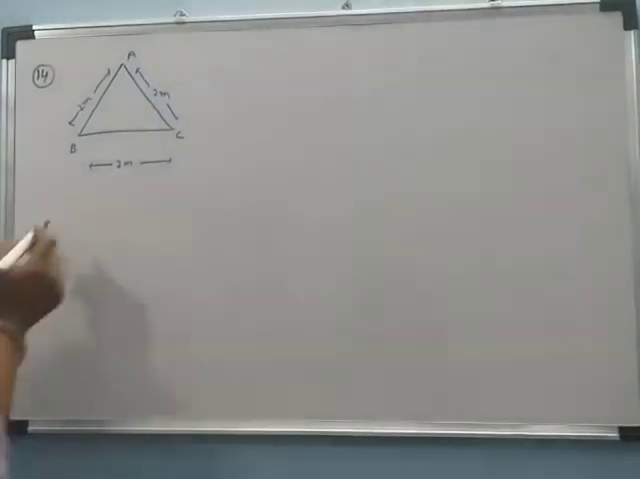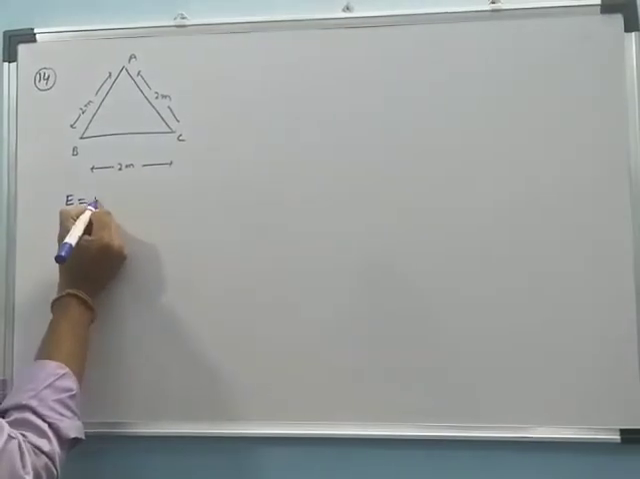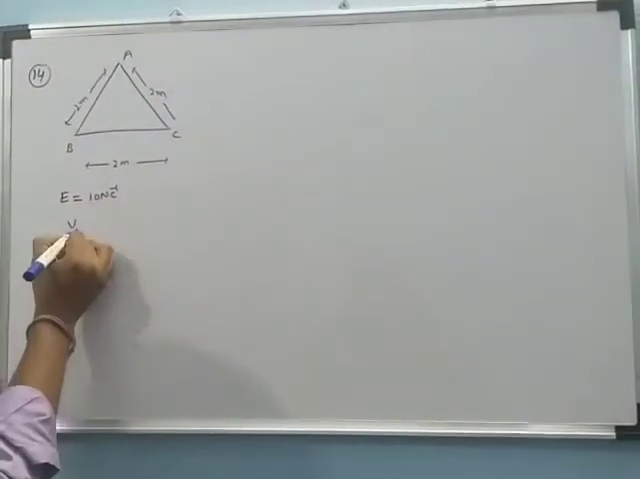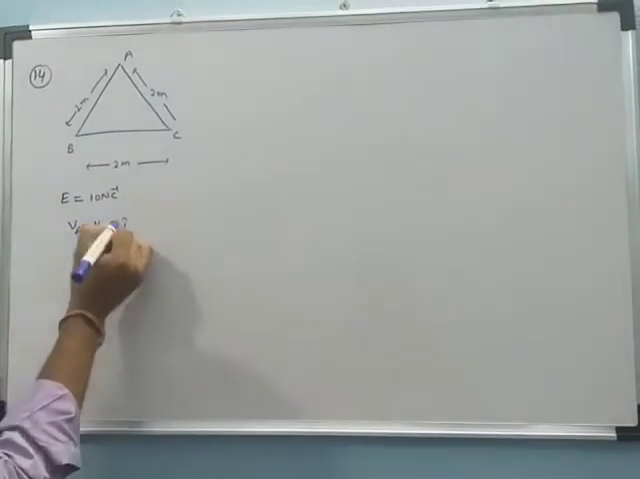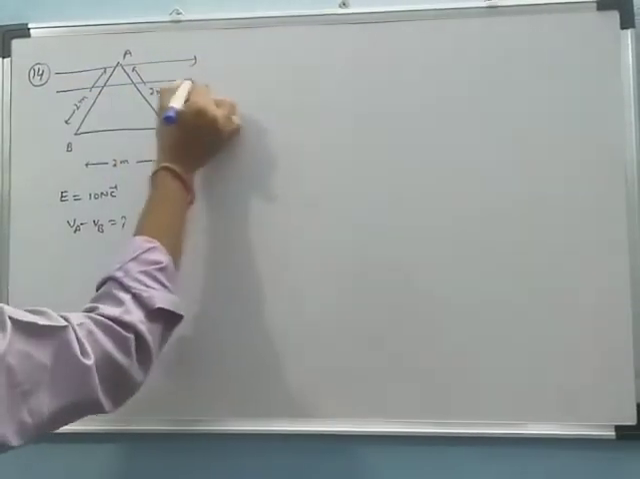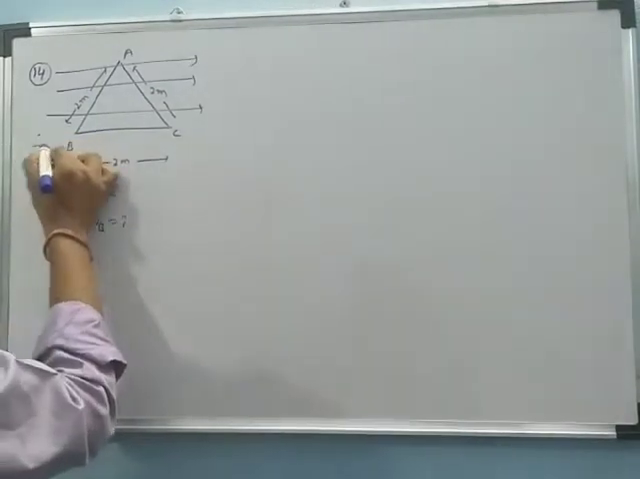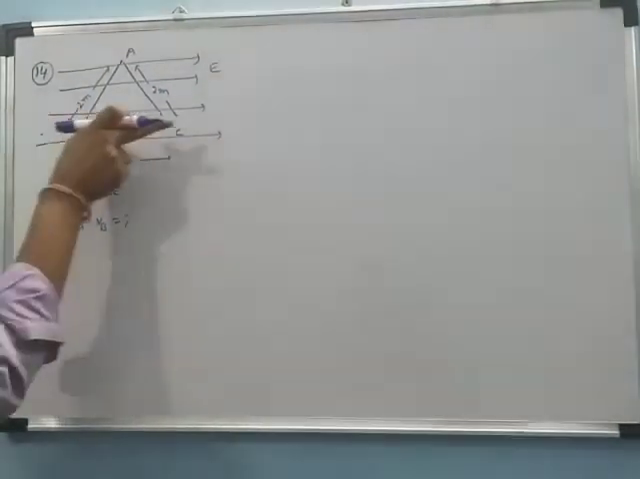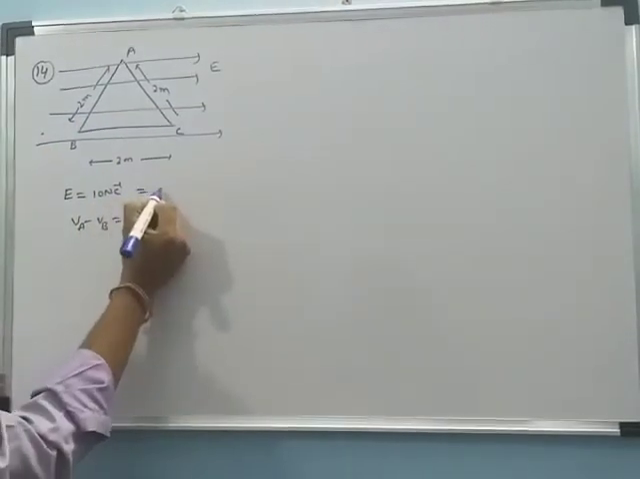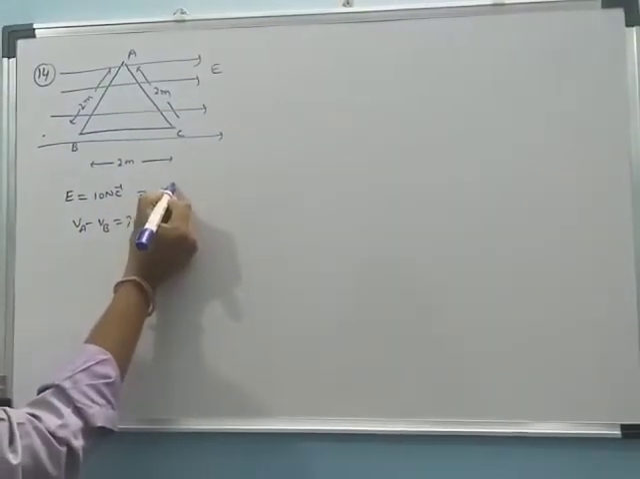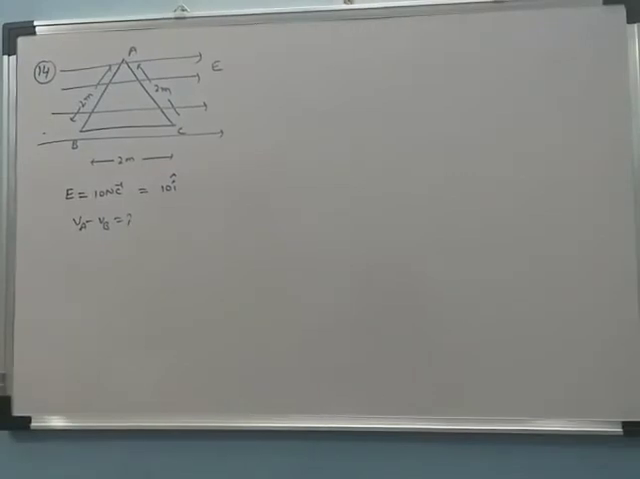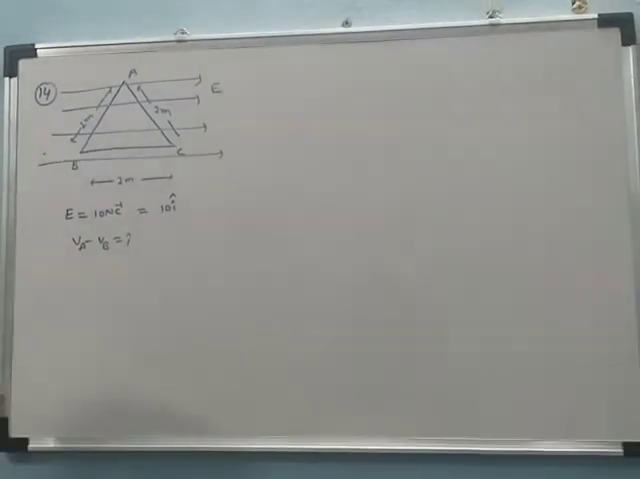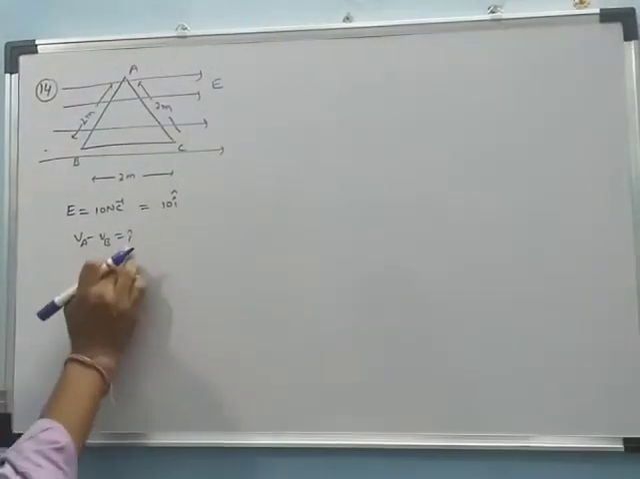If E is equal to 10 Newton per coulomb, then VA minus VB is equal to what? It is acting along the electric field. This electric field is along the x-axis, that is 10 i cap. Along the x-axis we take i cap, the y-axis j cap, and the z-axis k cap.